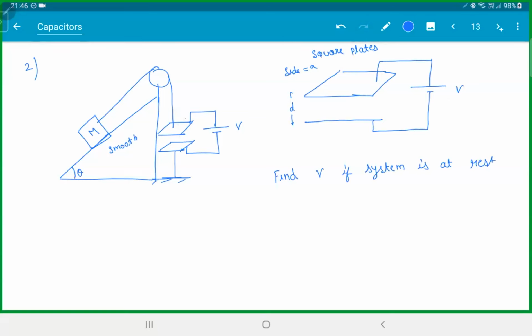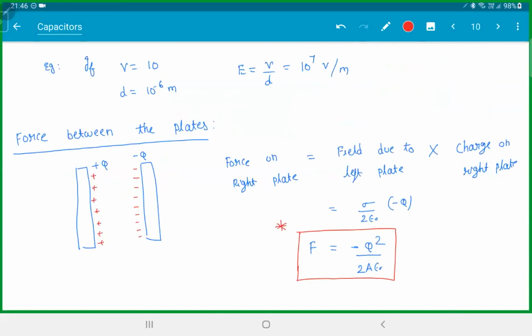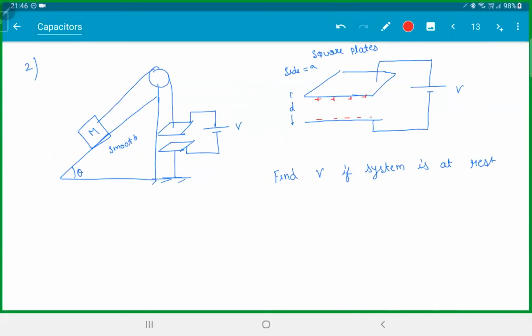Think about it. If you see now, these two plates are not connected by anything. So basically this plate becomes positive and this plate becomes negative. So the attraction is keeping them together. This is the formula we have to use, people. Force between the plates is Q square by 2A epsilon. Try this.